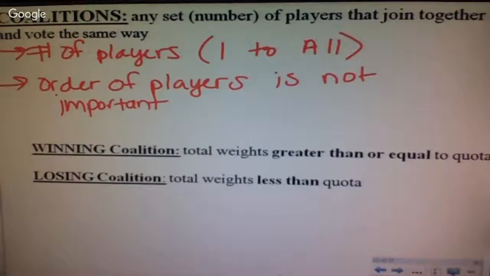In order to win, the weight of the players in the coalition has to be greater than or equal to the quota. If it is not, they lose.